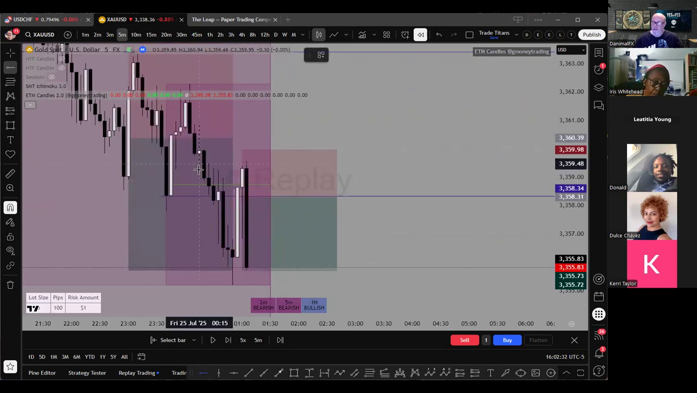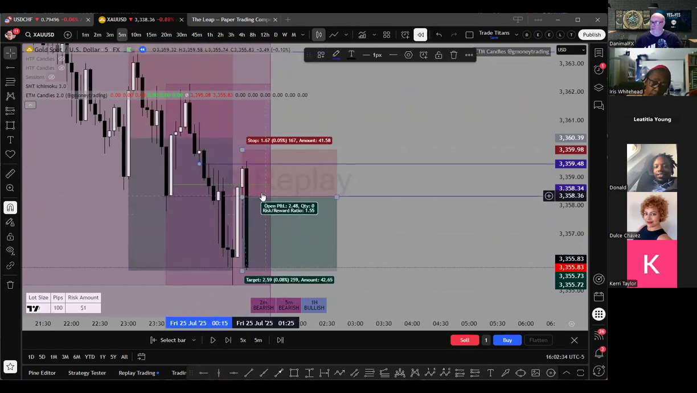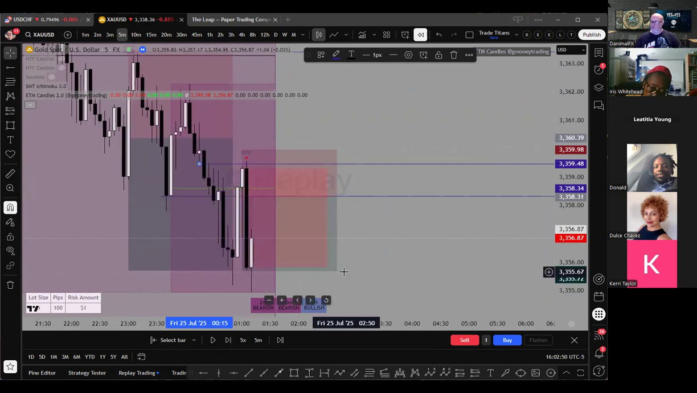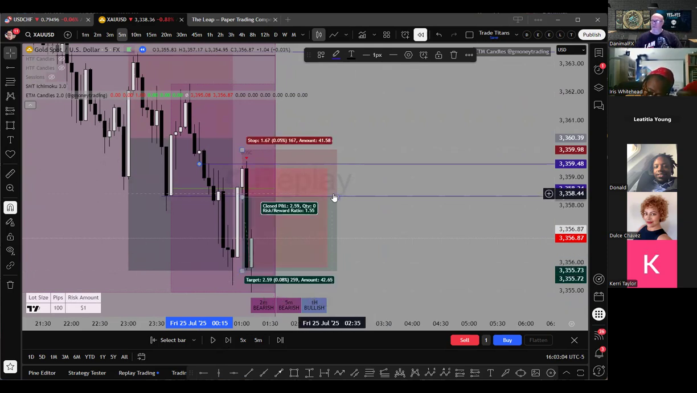And if I draw a line here, see how it tipped in? It just wicked in, found some more sellers waiting in this zone, and this drove price down. And all of a sudden, both trades won had I used the proper stop loss setting. And that's what's key, is finding that right fix.